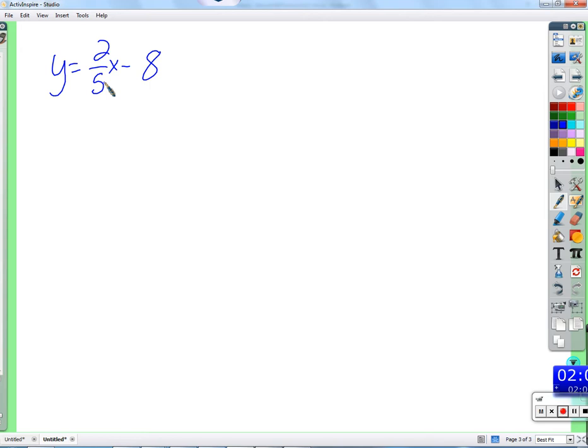But we can start on the y-axis at -8, and then we can plug in, what would we plug in? 0, right? That would be starting at -8 on the y-axis. Then what would we plug in for x? 5. 5, and then what? 10. 10. What about the other direction? -5, -10.